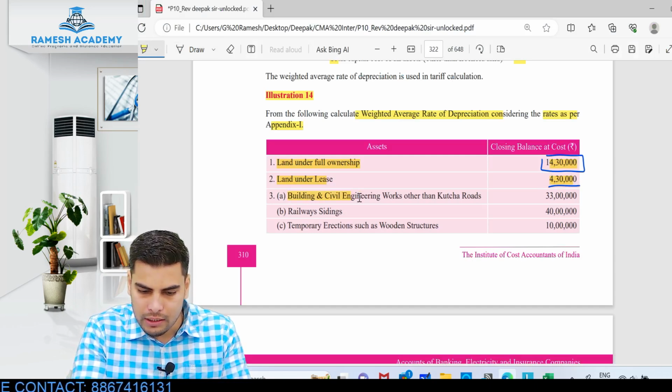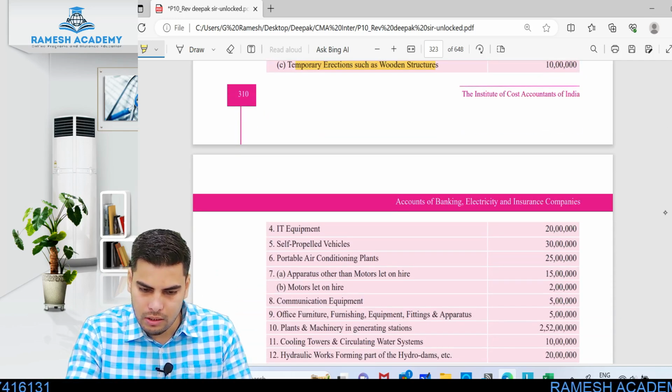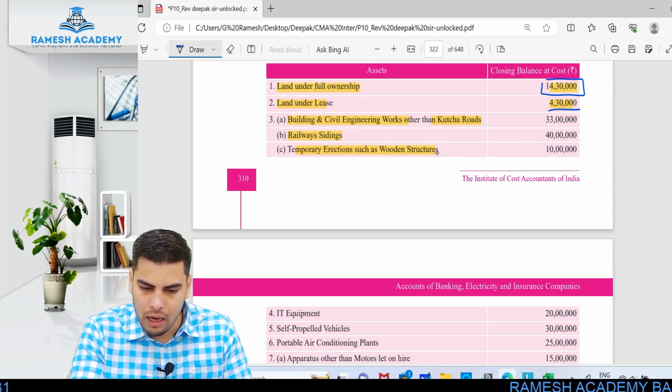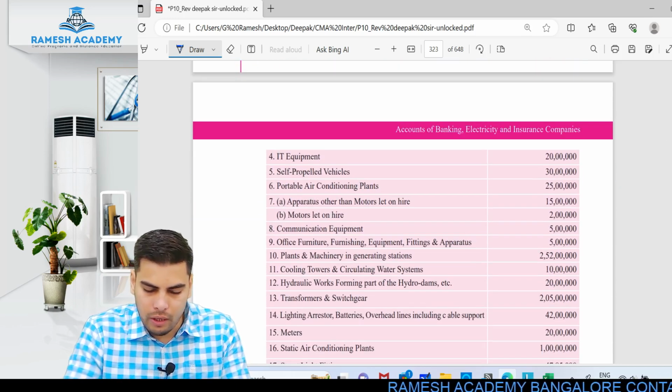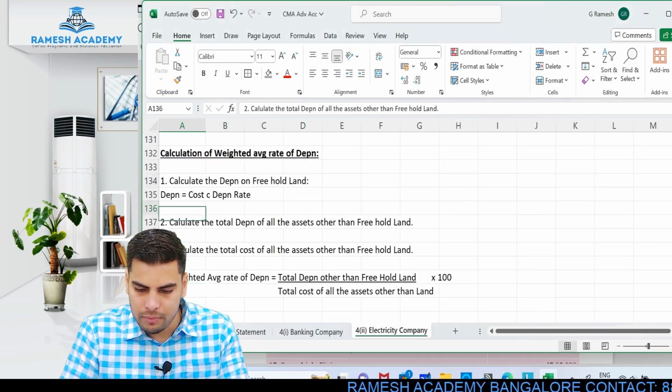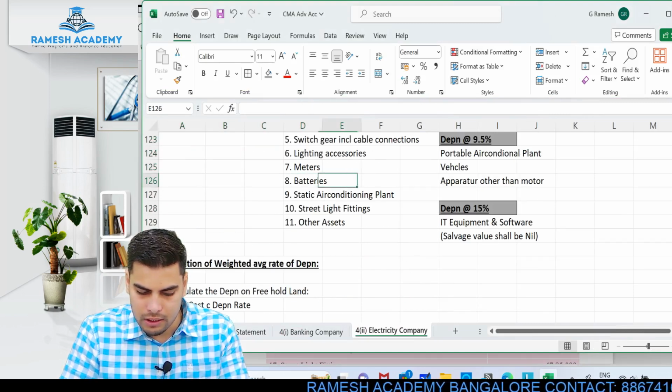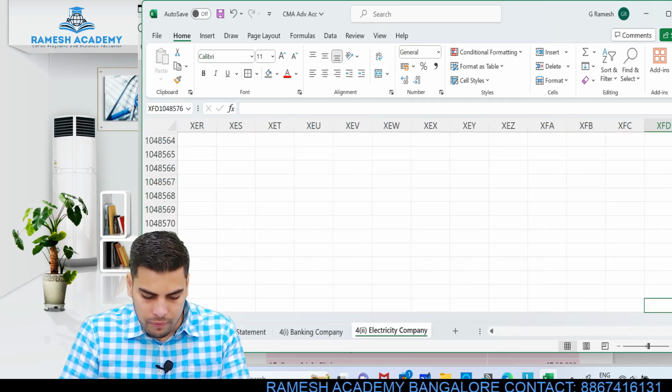So building and civil engineering work other than Kacha roads, railway sidings, temporary erections, you know, 100% would be the rate of depreciation for these. IT equipment, this would be the last thing, 15%, right? Yes, look at this. IT equipment, it would be 15%.